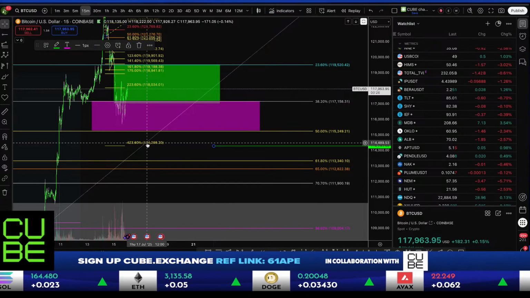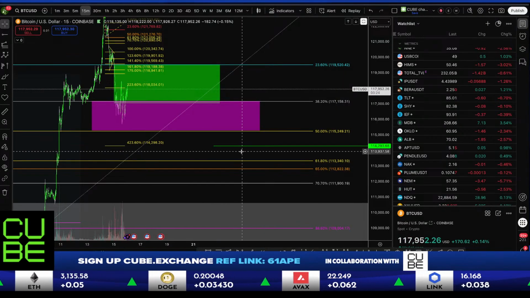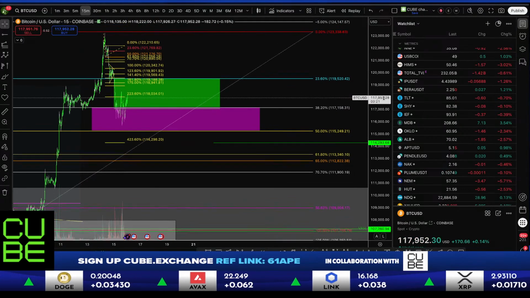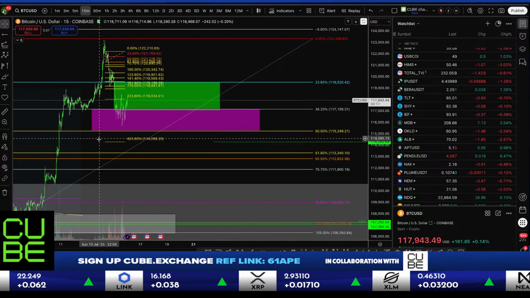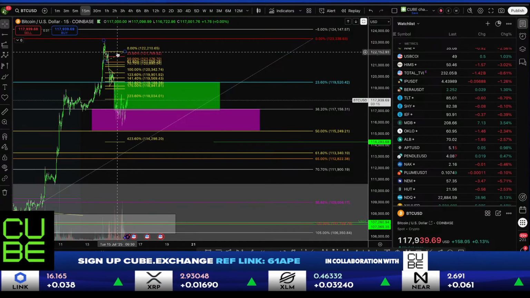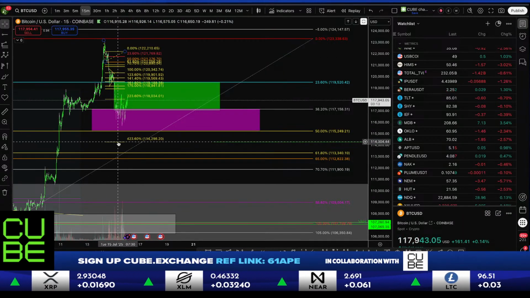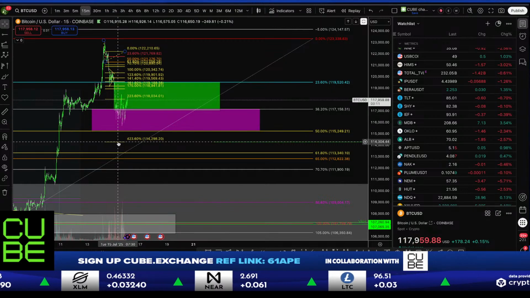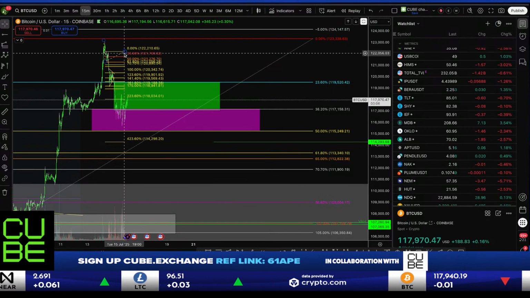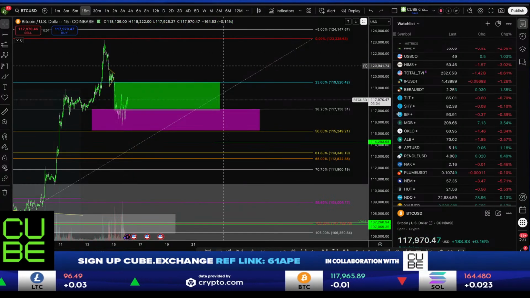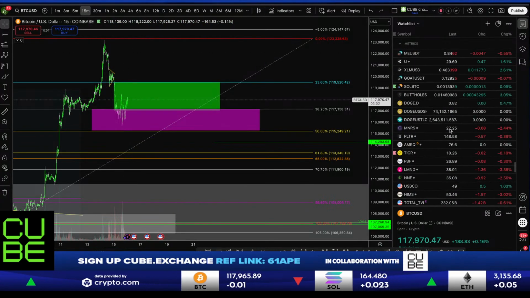This is what I'm looking at: 114.3. And the reason for that is 4236, a very high place of a reversal. So if we actually end up reversing right here at 114.3, I wouldn't be surprised, people. All right, so keep that in mind. Let's go to some other stuff here. I did want to look at Ethereum.